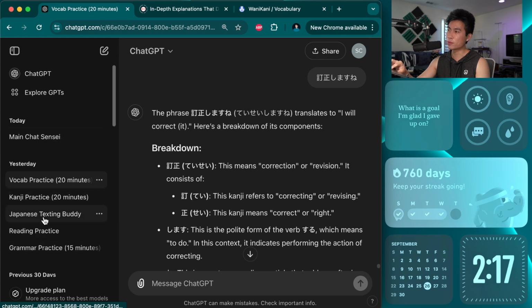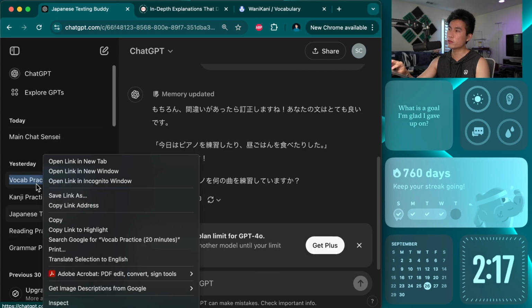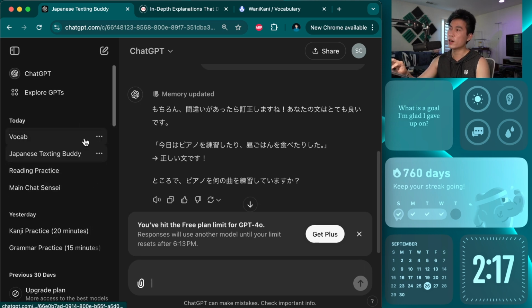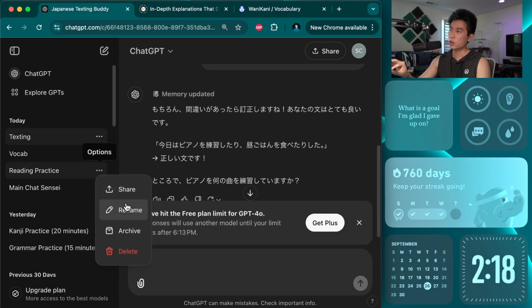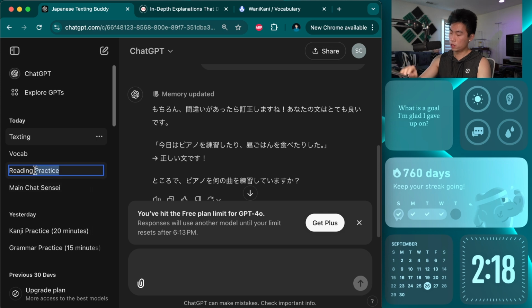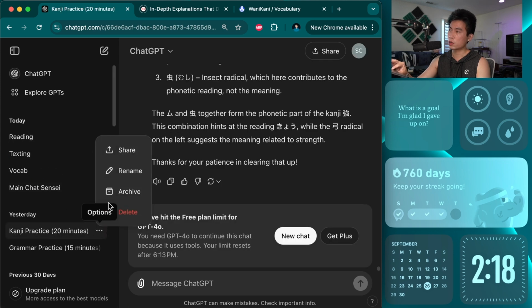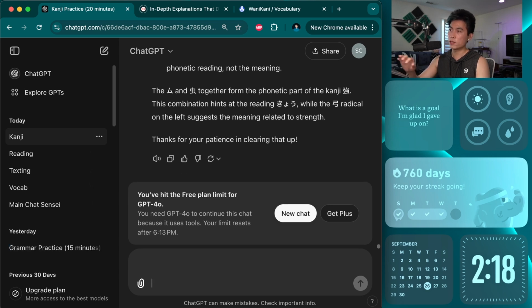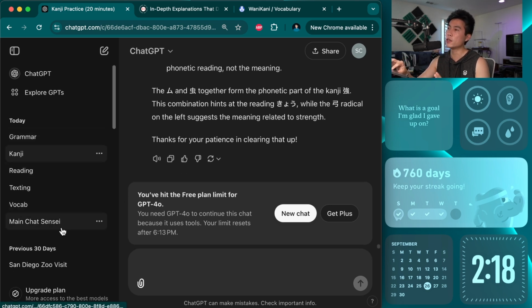Why is it not going into today? This is annoying because I need to make this simpler for myself to read. So I will make it one word. Oh, look at that. And now it decided to move. Okay. I'm going to call this conversation. Actually, let's just call it texting. And we'll call this reading. That's fine. And then we'll just call this kanji. And then we'll call this grammar. That way, everything is quick. I can read it immediately. And I should know where to go.